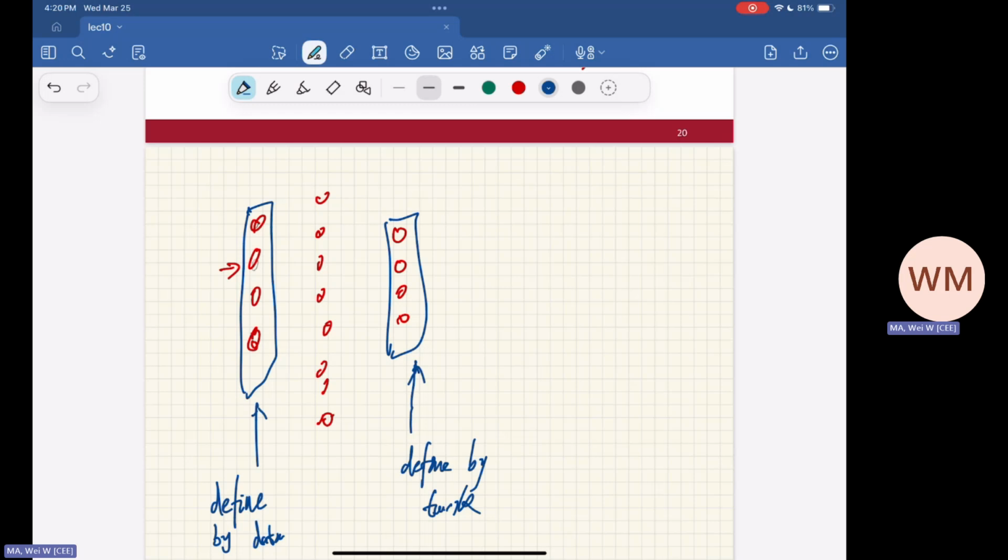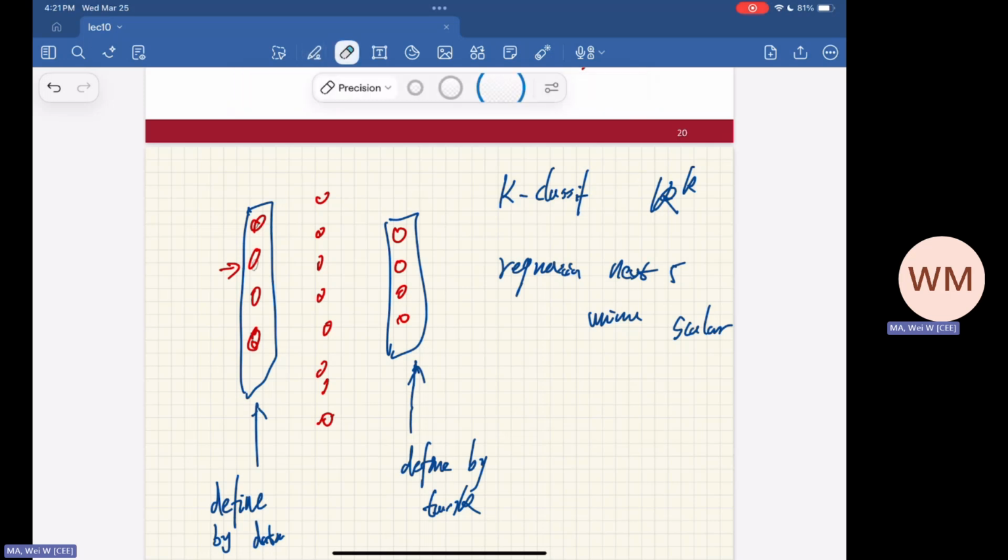For example, if you want to do K-class classification, then your output will be a k-dimensional vector. If you want to do regression, for example, for the next 5 minutes, then this is a scalar. If you want to do a regression for the next 5, 10, 15 minutes, then it can be a vector, each number indicating 5 minutes, 10 minutes, 15 minutes, 20 minutes. So here you can see that what you want to do gives you the output dimension.